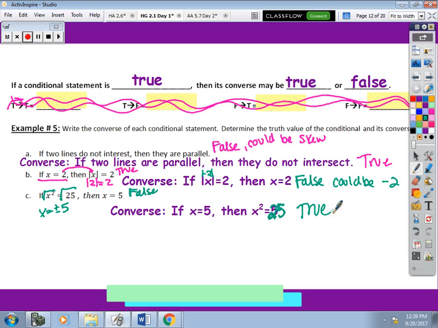Okay, try the closure, which asks you to write a conditional, write a converse, and identify truth values. While you're doing that, I'm going to pass out your homework.